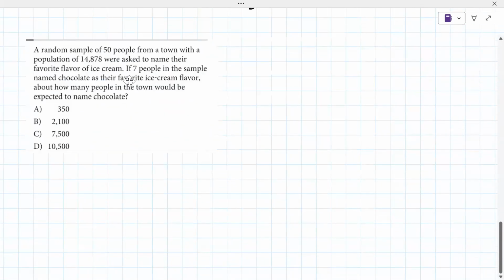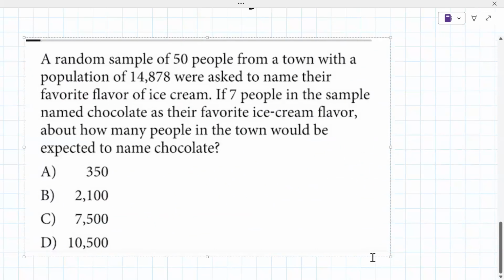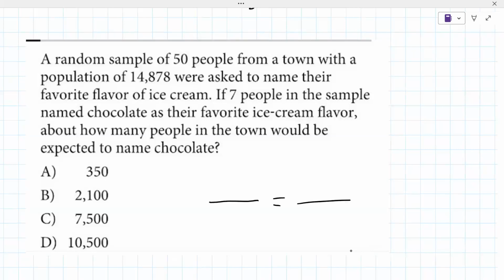You ready for another one? Mhm. Go ahead and read this whenever you're ready. A random sample of 50 people from the town with a population of 14,878 were asked to name their favorite flavor of ice cream. If 7 people in the sample named chocolate as their favorite ice cream flavor, about how many people in the town would be expected to name chocolate? Okay, you could set up a proportion for this if you need. You can also estimate. It's a lot like the ones that we've been doing though.